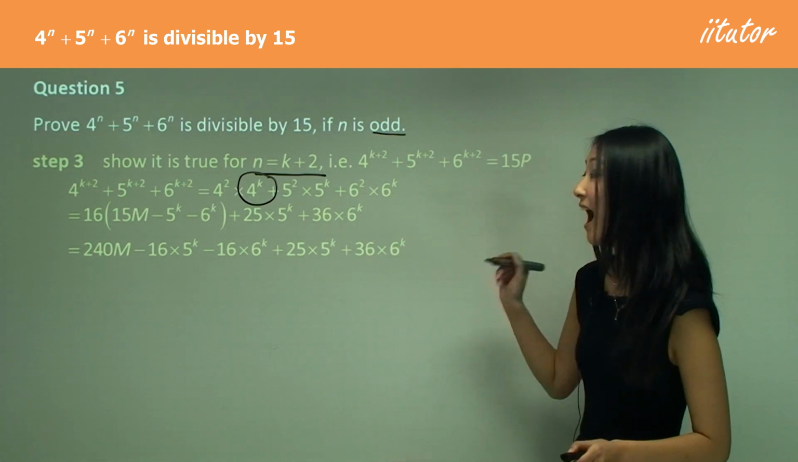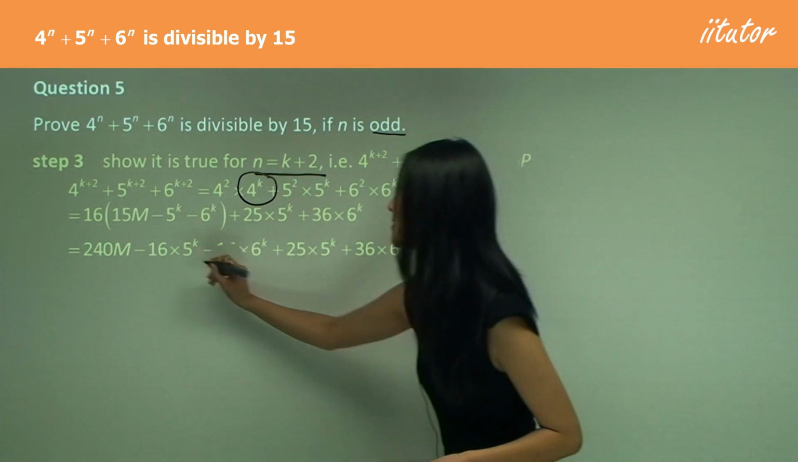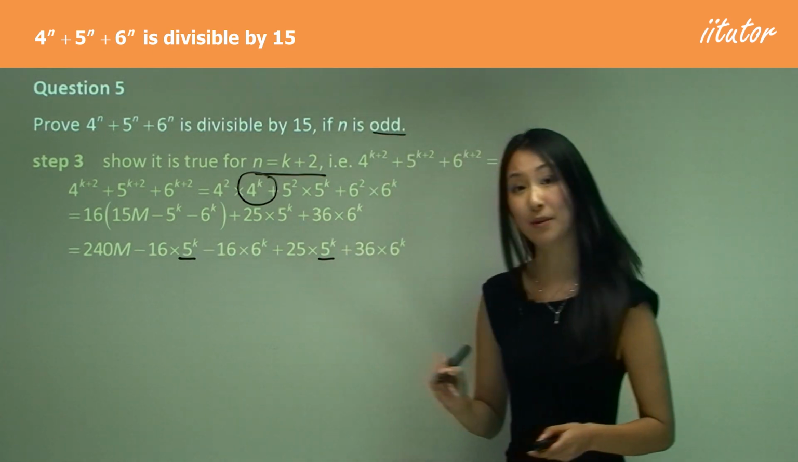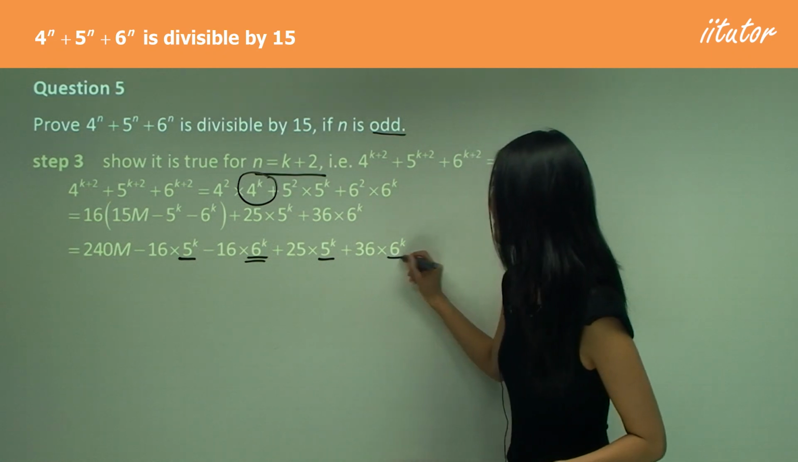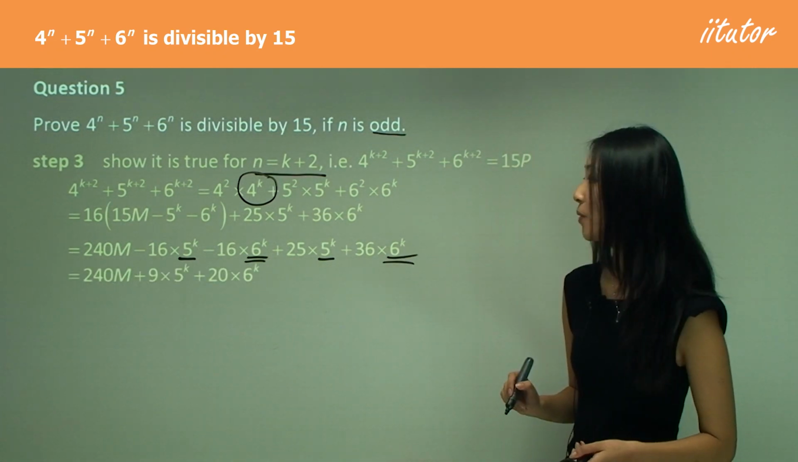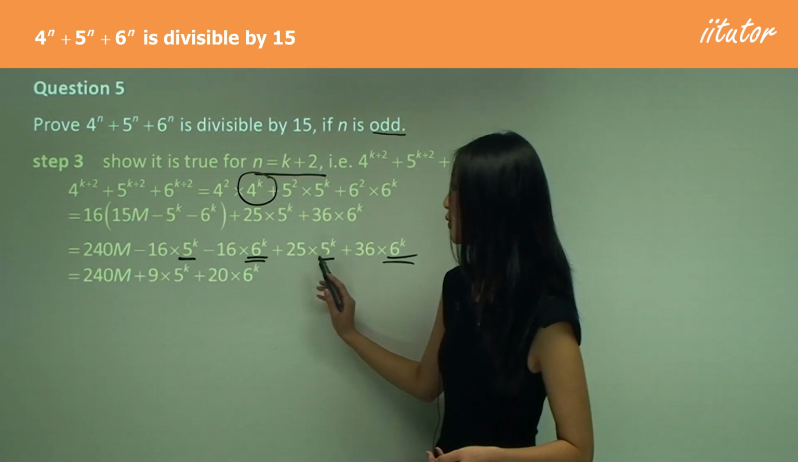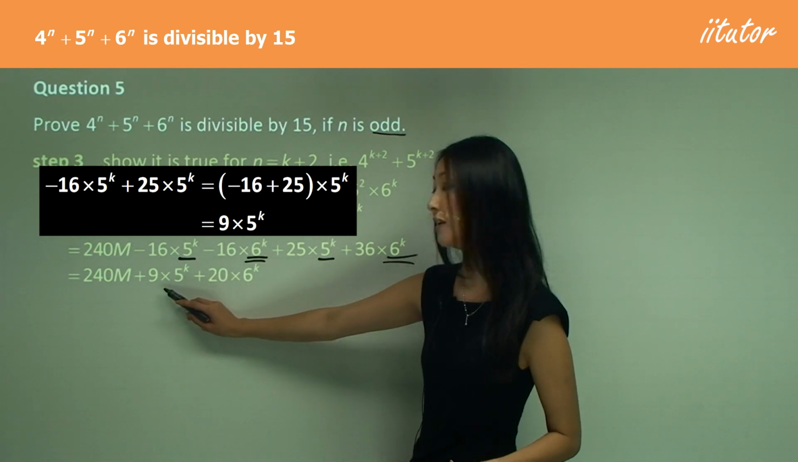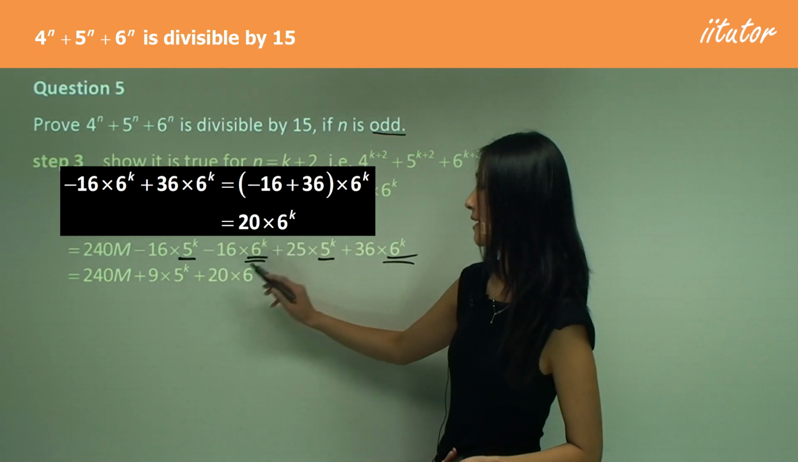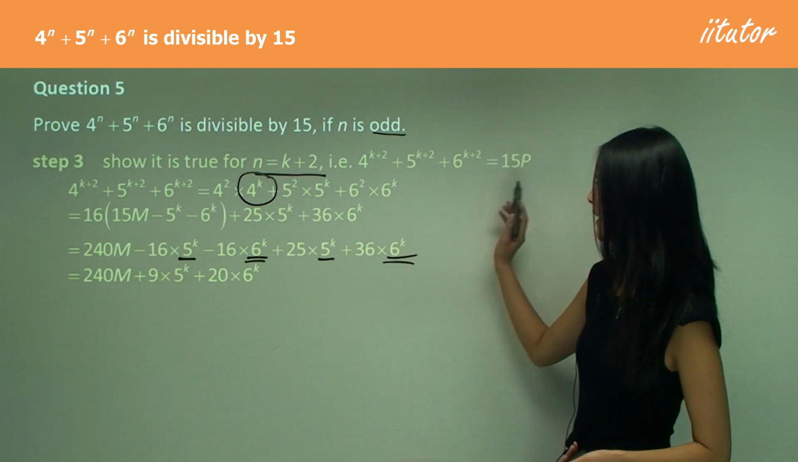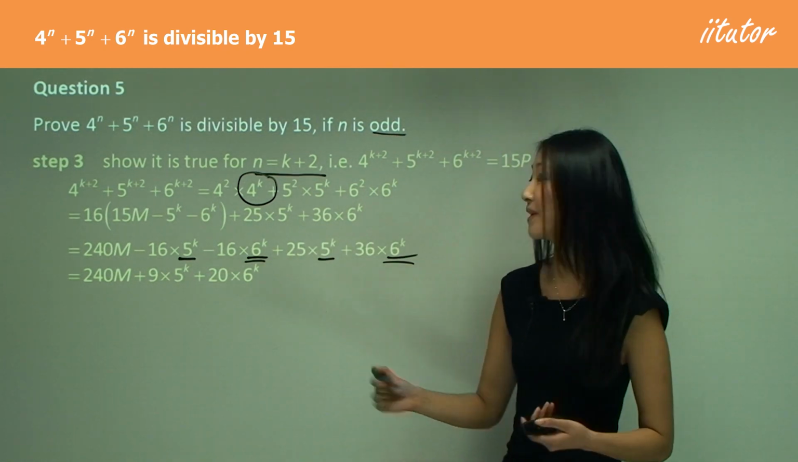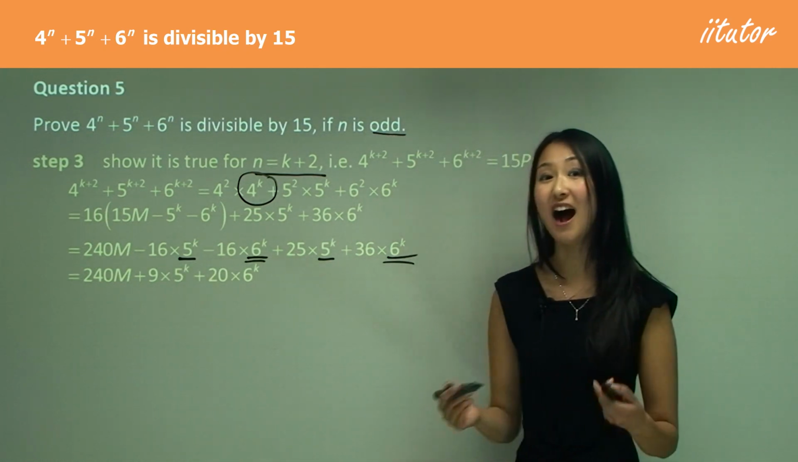Yes, that's right. I put together the common factors. So this and this is common, so I can just add that together. And now this and this is also common, right? So what I've done is just added them together. 25 subtract 16 gives me 9. 36 subtract 16 gives me 20. Okay, I have 240, which I can take out 15 for. 9 and 20, I can't take out 15 for either of those.